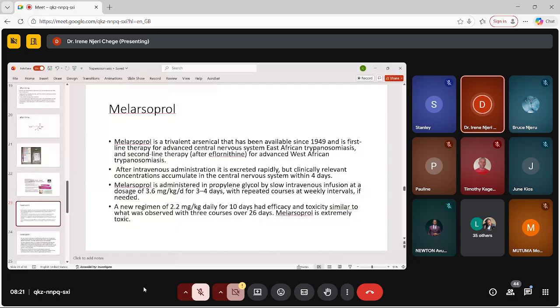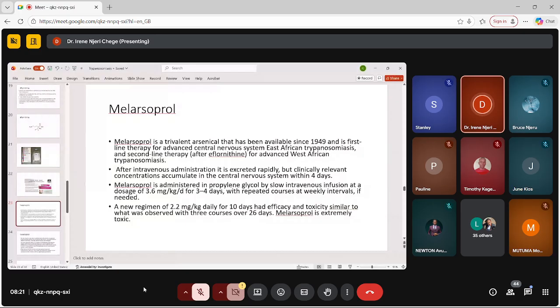It's an extremely toxic drug. We'll see how it is administered. If we have time, we can look at a video. The use of such a toxic drug is justified only by the severity of advanced trypanosomiasis and the lack of available alternatives. Immediate adverse effects are GIT effects and arthralgias.